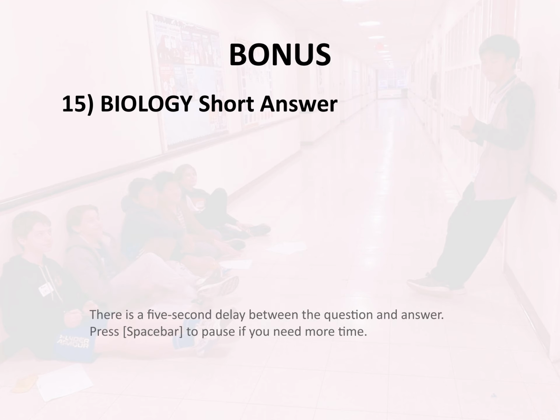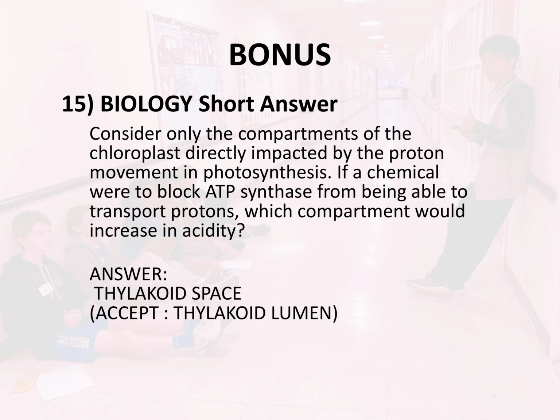Bonus 15. Biology. Short answer. Consider only the compartments of the chloroplast directly impacted by the proton movement in photosynthesis. If a chemical were to block ATP synthase from being able to transport protons, which compartment would increase in acidity? Answer: Thylakoid space.